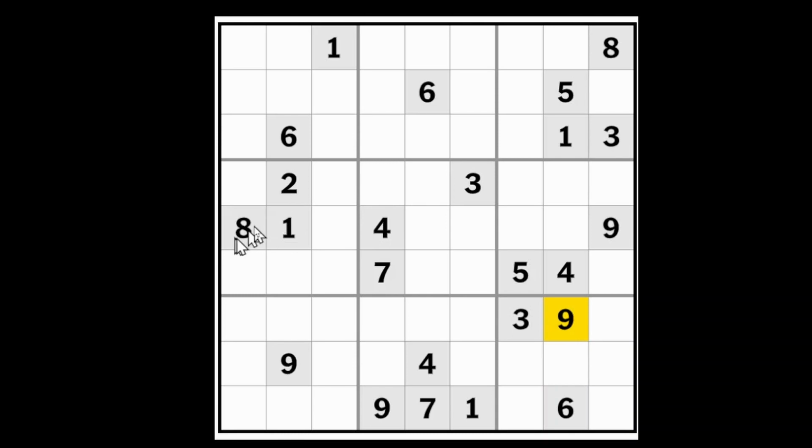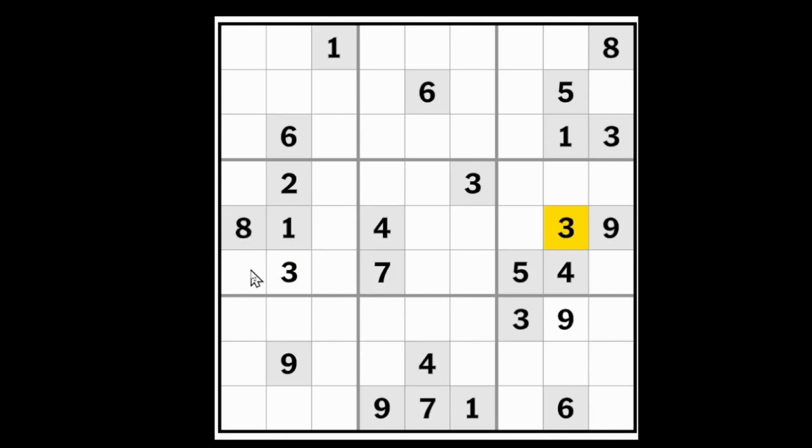Have a look at the 1, 2, and 8 here. We need to find homes for a 1, 2, and an 8 for these three cells, don't we? 1, 2, and 8 will have to go in these three cells. So these cells need to be a 3, 6, and a 9. And there's a 6 here and a 9 here, so the 3 clearly needs to go here. And the 3 here and the 3 here puts a 3 in this cell, like so.